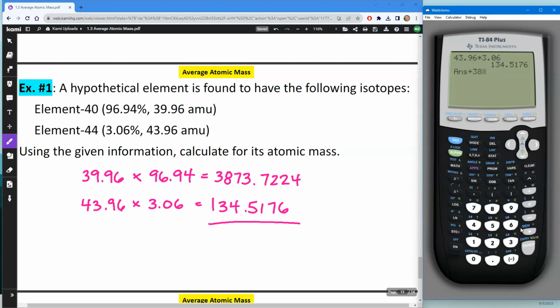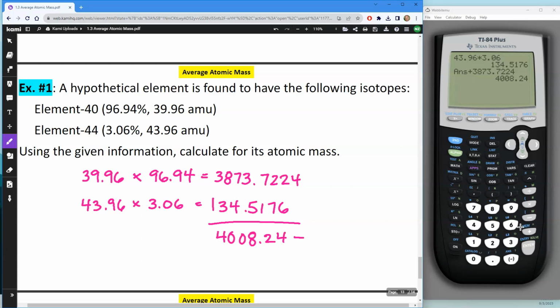So 3873.7224, there's our number right there, plus the second one, gives us 4008.24. We take that number and we divide it by 100. And we get 40.0824 as our answer.